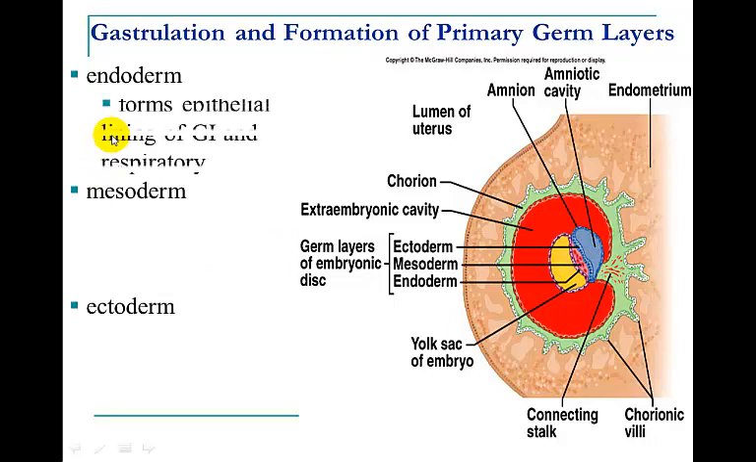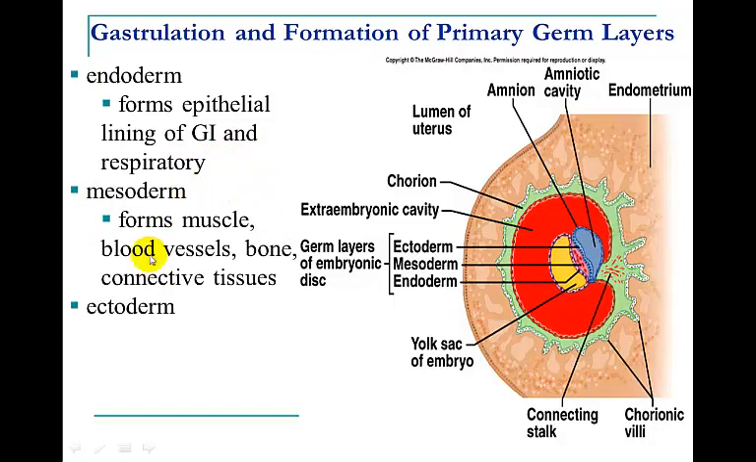The endoderm forms the epithelium that lines your GI tract. So it's internal lining of epithelium in your GI tract and your respiratory tract. Mesoderm forms all of the middle structures. So there's a lot of things made by mesoderm, like muscle, blood vessels, bone, connective tissues. And ectoderm is going to form your outer skin layer as well as your nervous system.